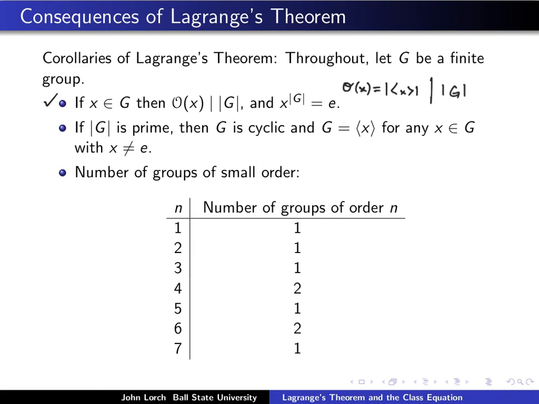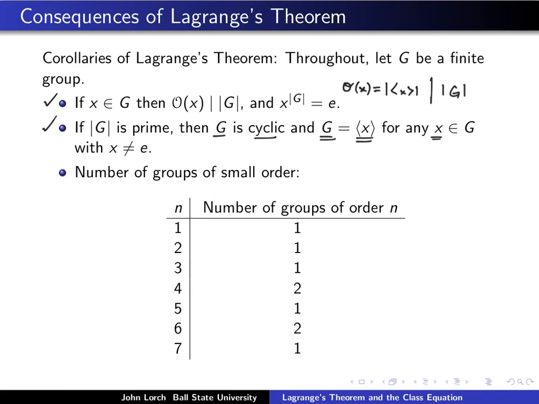So if the order of G is prime, and you have some non-identity element X living within G, then the order of X is bigger than 1, and it divides the size of G. But the size of G is prime, and so that forces the order of X to be exactly equal to the size of G. So if the order of X is equal to the size of G, then this cyclic subgroup generates all of G. So that means that this group G is cyclic, and it's generated by any X within G that's not the identity.